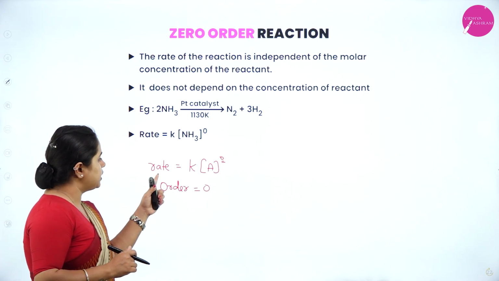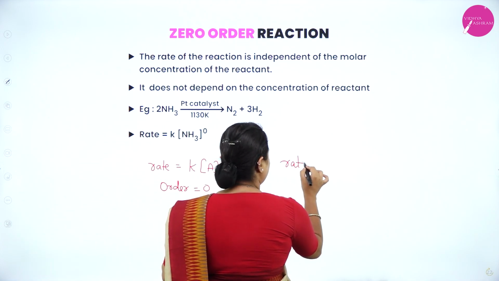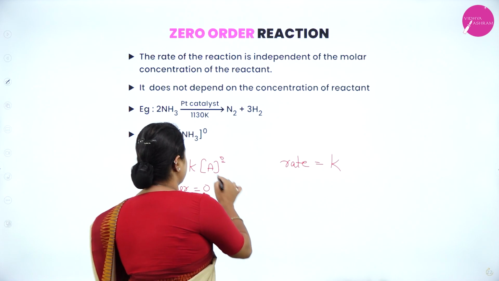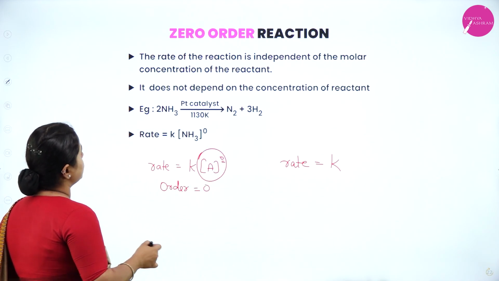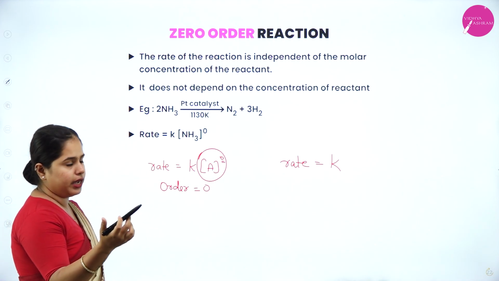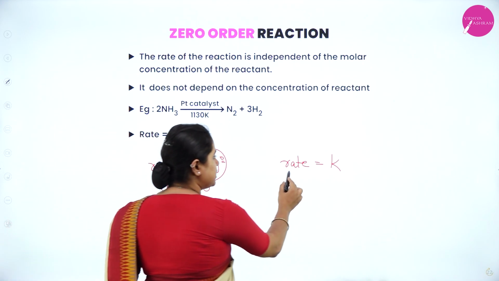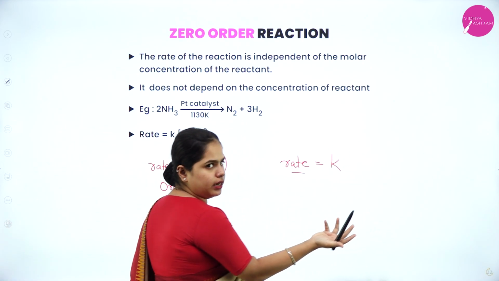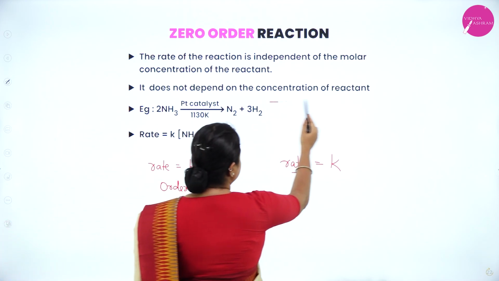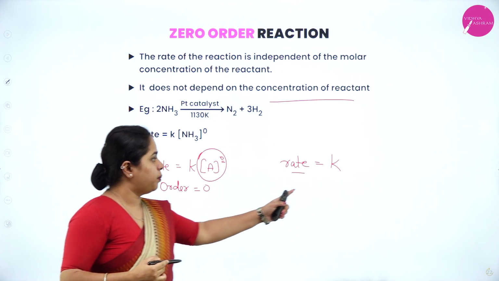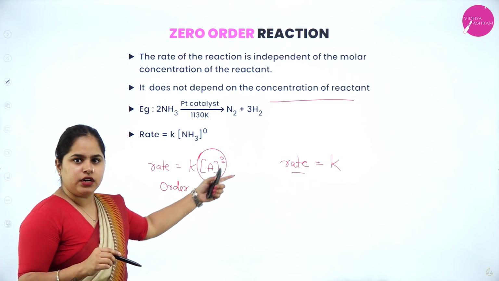So that means rate is equal to k into A to the power 0 means what? Rate is equal to k, right? A to the power 0, this part will become 1. So rate is equal to k. So that is what is written in the first sentence. The rate of the reaction in zero order reaction is independent of the molar concentration of the reactant. Is the rate depending upon the molar concentration? No, right? So that is called a zero order reaction. It does not depend upon the concentration of the reactant. It only depends on rate constant, not on the concentration of the reactants, because the power is 0 in this case.